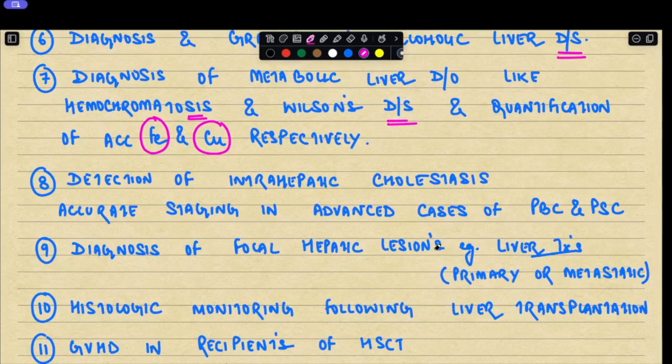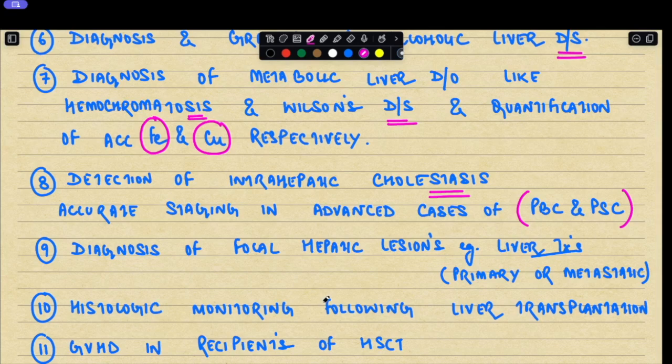So for the diagnosis of these metabolic liver disorders also, liver biopsy can be performed. It is also done for the detection of intrahepatic cholestasis, wherein it is useful for accurate staging in advanced cases of primary biliary cirrhosis and primary sclerosing cholangitis. Also, it is used for the diagnosis of focal hepatic lesions, for example liver tumors, both primary or metastatic.